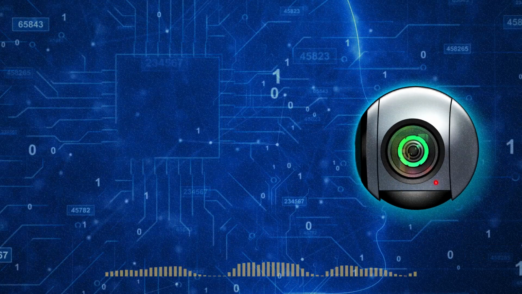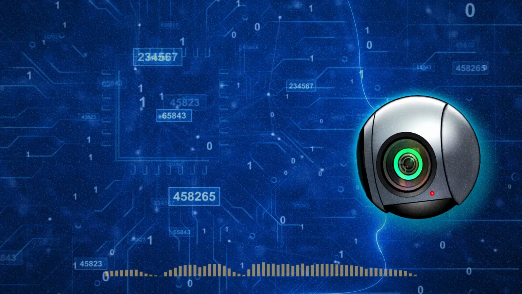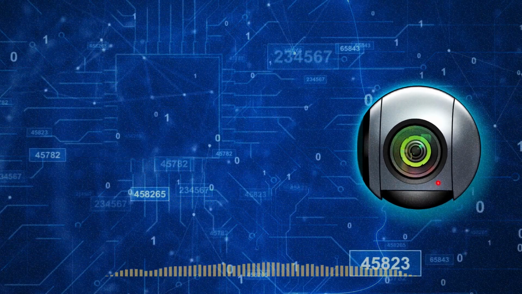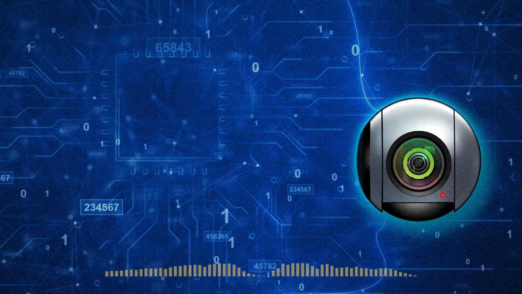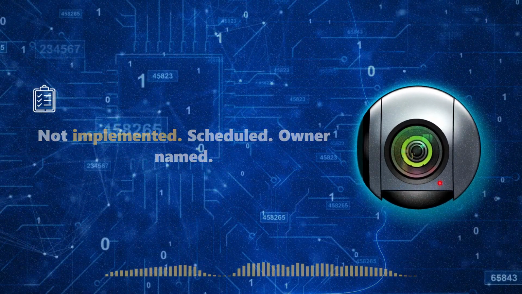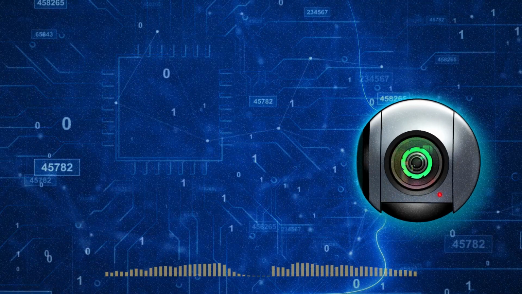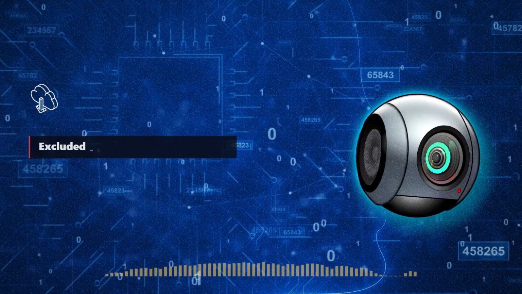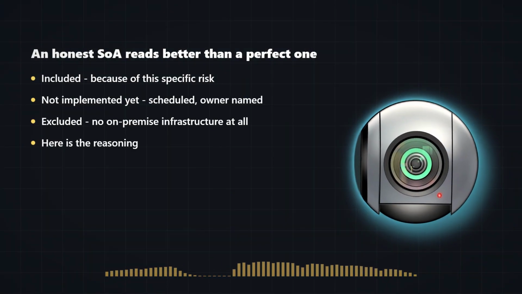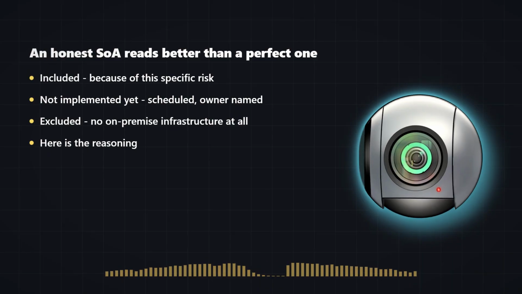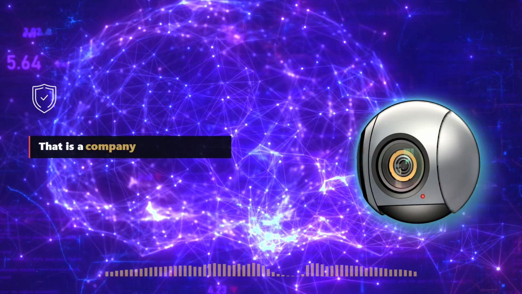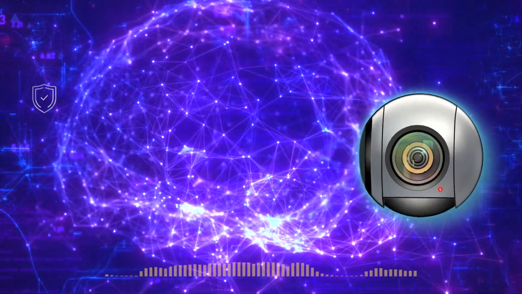Stay with me, because the fix is genuinely not that hard. An honest SOA is a much better read than a perfect one. Included, because we have this specific risk. Not implemented yet, scheduled for Q3, owner named. Excluded because we have no on-premise infrastructure whatsoever. Everything is in the cloud. Here's the reasoning. That is a company that has thought, and an auditor can tell the difference between thinking and downloading in about 90 seconds. Your SOA is not a marketing document. Stop writing it like one.